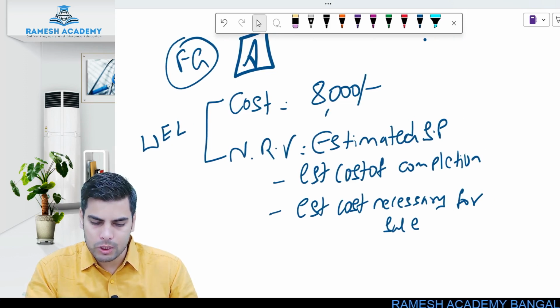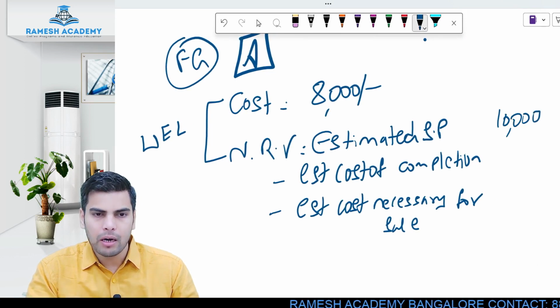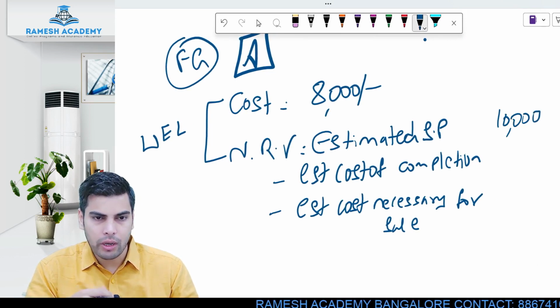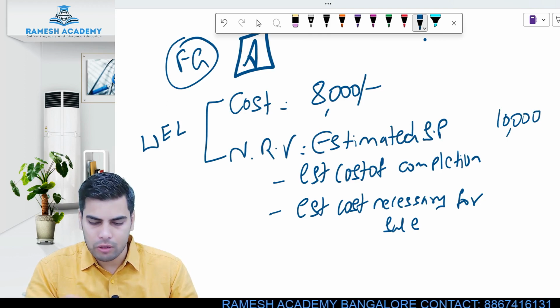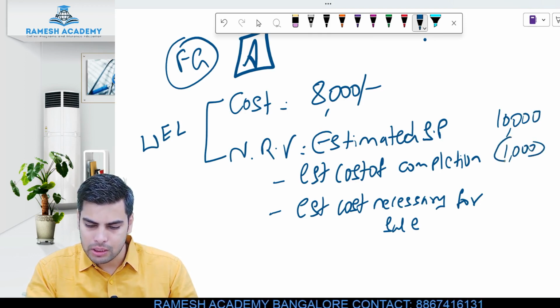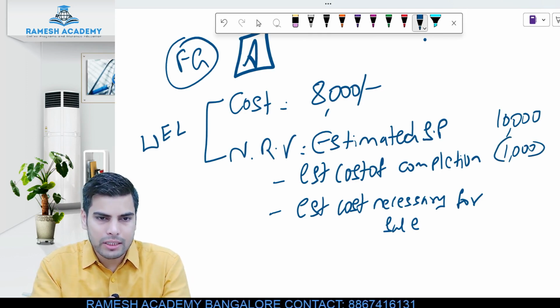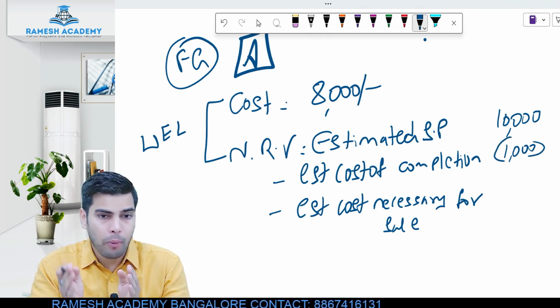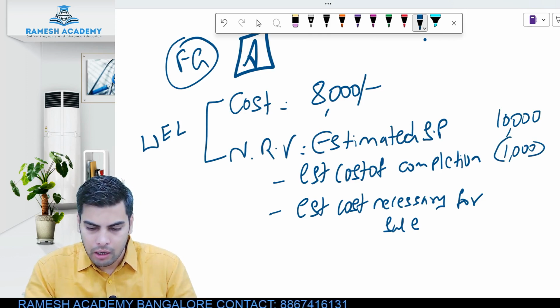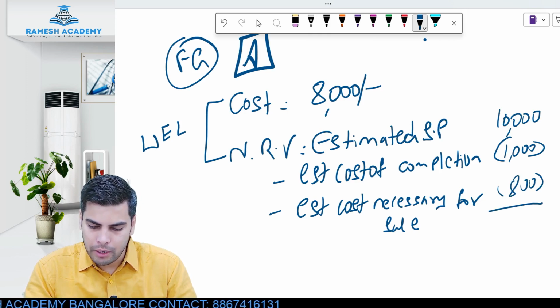Suppose if I sell this particular product in the market today, I'll be able to receive, let's say, 10,000 rupees. But it is not in a completion stage. You will have to spend some additional amount for the purpose of completion. Let's say you will have to spend another 1,000 rupees, and any other expenditure which is necessary for the purpose of sale. Now let's say you will have to spend some amount towards proper packing of this particular product. For the purpose of packing, let's say 800 rupees is what you will have to spend.